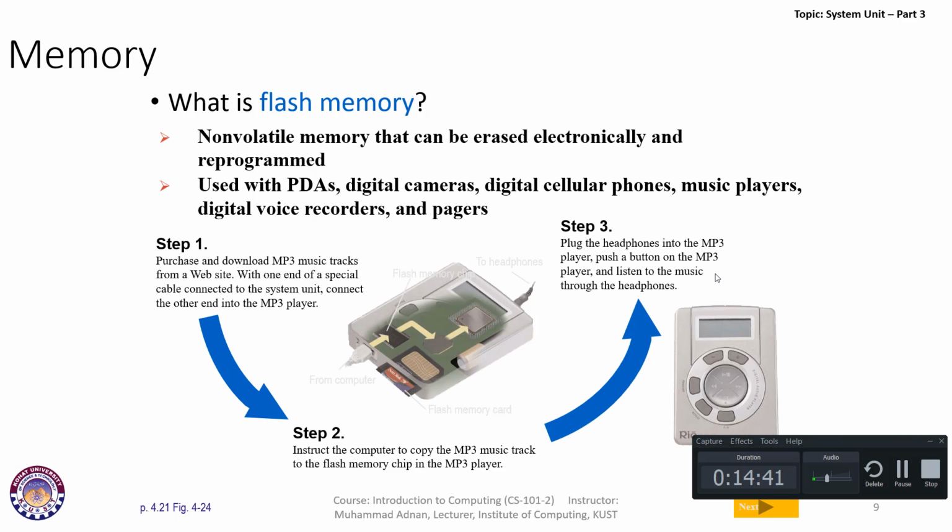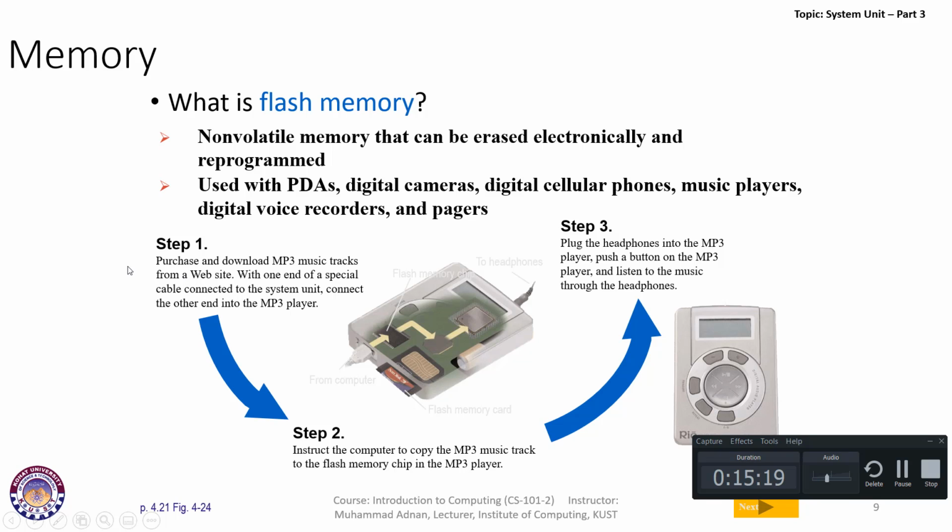And then we have another type of memory which is called flash memory, non-volatile memory that can be erased electronically and reprogrammed. So you can electronically erase them and reprogram them. It is used with personal digital assistants, digital cameras, digital cellular phones, music players, digital voice recorders and pagers. So here you can see a flash memory. These are advanced types of memory, where you have a flash memory card that you install.